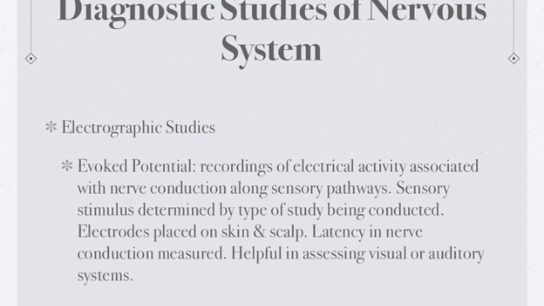And then this last, I think it's the last one here. I'm not keeping up with my paper notes here. Evoked potential looks like it's the last one, and that's the recording of the electrical activity associated with nerve conduction along sensory pathways. And those electrodes are placed on the scalp and then on the skin, and latency nerve conduction is measured. Okay, so it does point out in your text that that's really helpful in assessing visual or auditory systems as evoked potential. It's kind of cool. I think there's actually some pictures in your textbook of that as well.